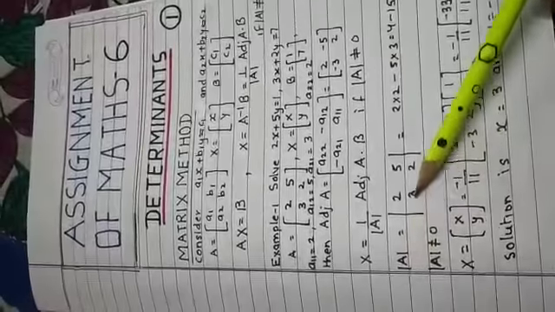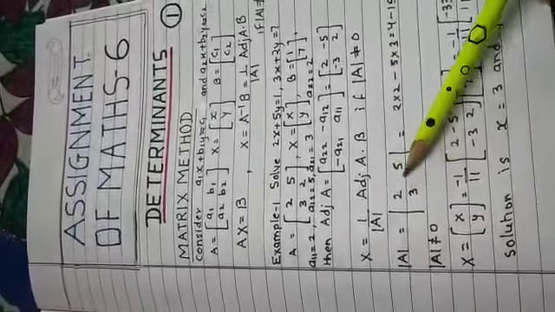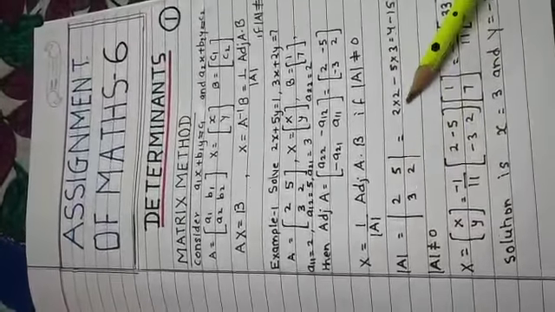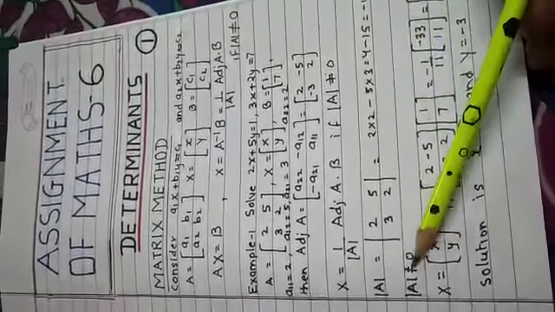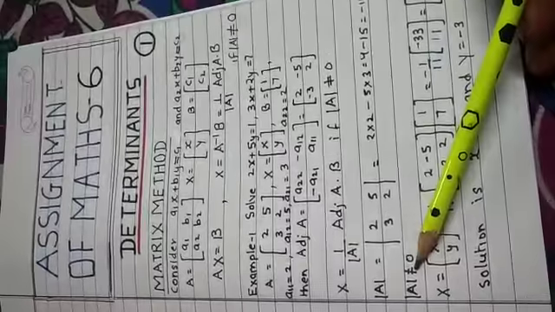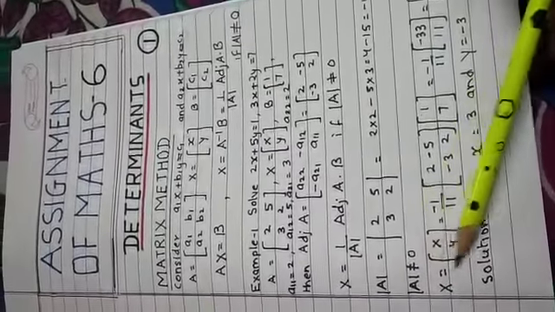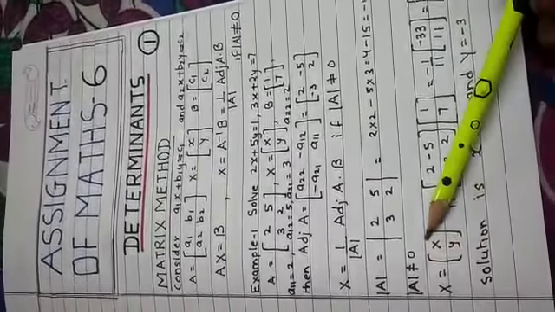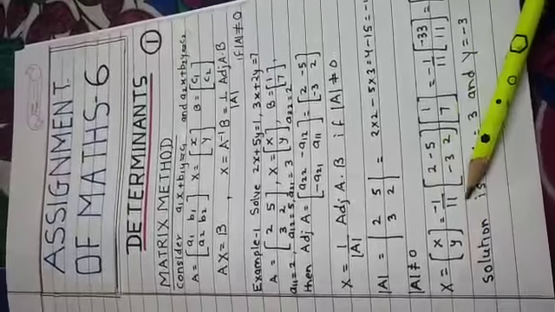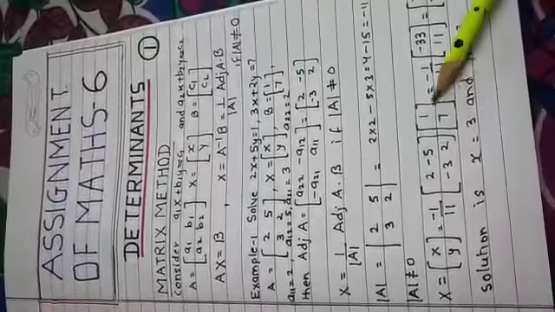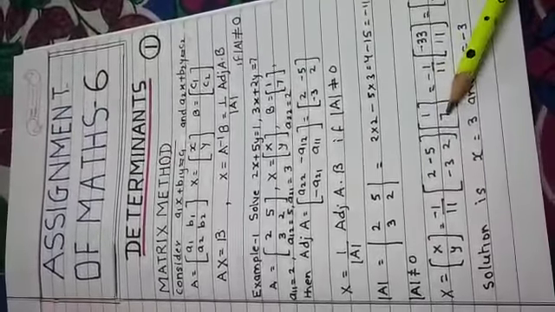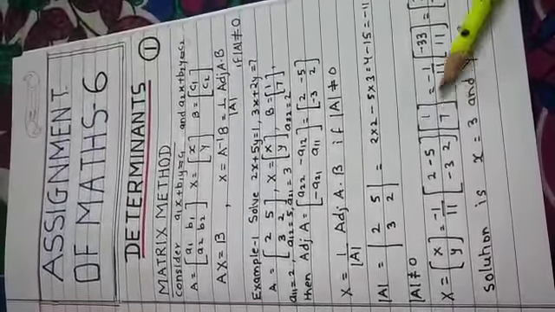Let us find determinant A. Determinant 2, 5, 3, 2: 2 times 2 is 4, minus 15, that is minus 11, and minus 11 is not equal to 0. What is X? X is x, y. This is 1 over determinant A, adjoint A dot B. Let us multiply: 2 ones are 2 and minus 35. 2 and minus 35 is minus 33.